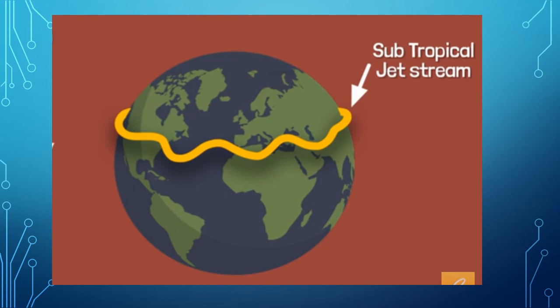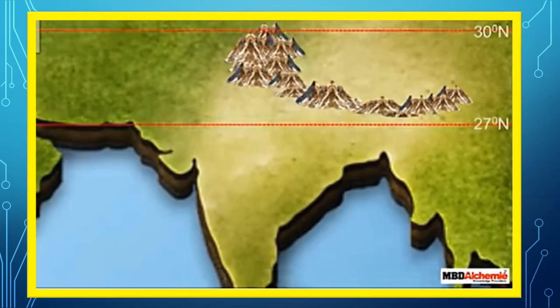Now, as I told you about the jet stream earlier, this subtropical jet stream blows over India, and it blows at a fast speed. You can see the zigzag manner; around 110 miles per hour it blows, and we will learn how this subtropical jet stream affects the climate of India. So children, you see this subtropical jet stream is located around 27 degrees north to 30 degrees north latitude.